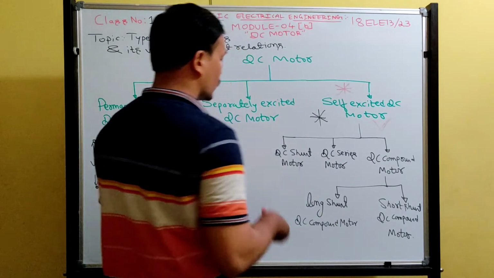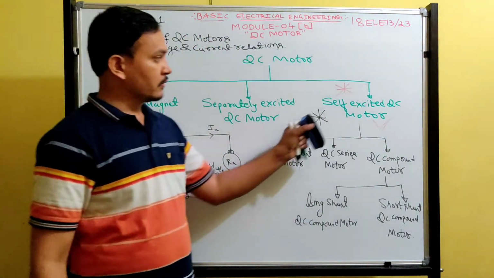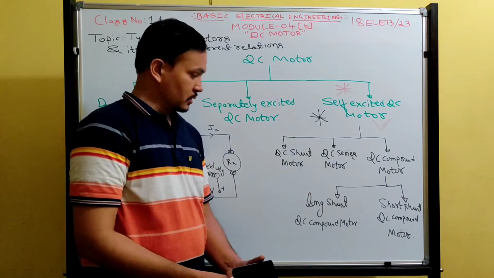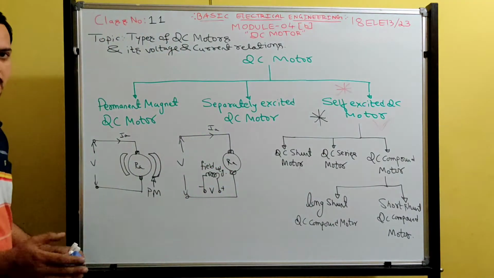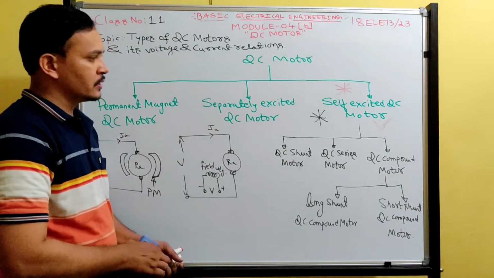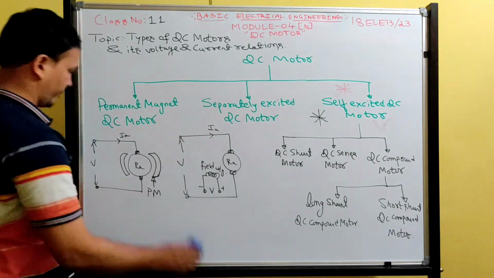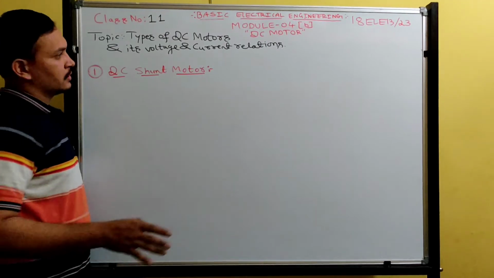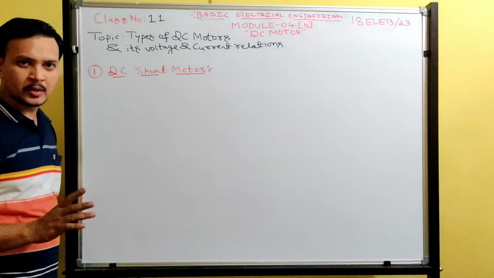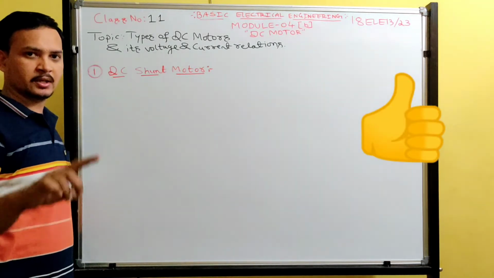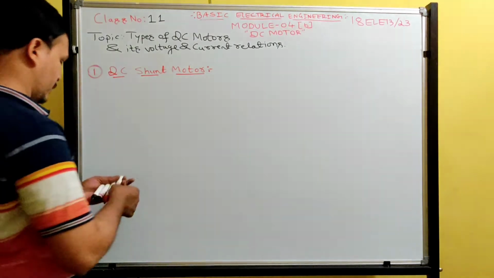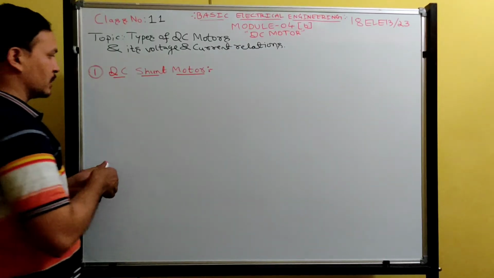So I am going to write the voltage and current relation for all these types of motors. Okay guys, please pause the video and copy down what I have written on this board. So shall I erase? Okay, now we can learn the voltage and current relation for the DC shunt motor. It is one of the types of self-excited DC motors. So how does it look? Let me draw the diagram.